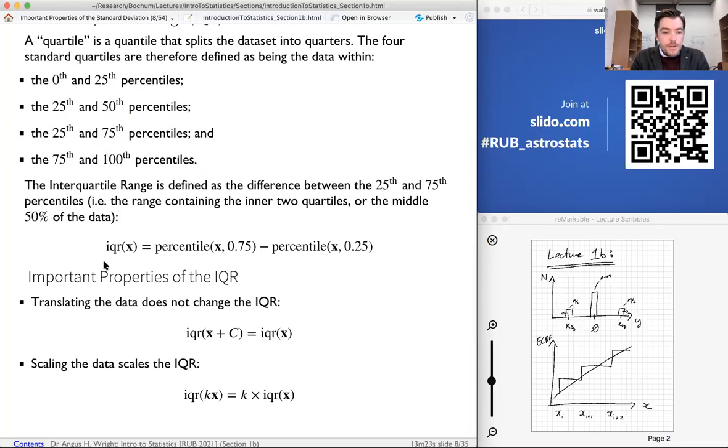The IQR is just another measure of dispersion, and one that will become important when we start talking about uncertainties on medians and uncertainties on means, and things like that. The IQR has the same properties as the standard deviation and the NMAD with regards to translation and scaling, so no need to dwell on those for terribly long.